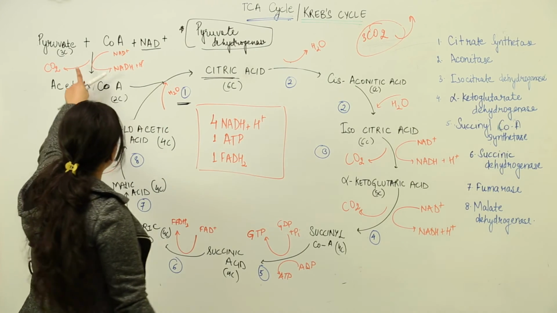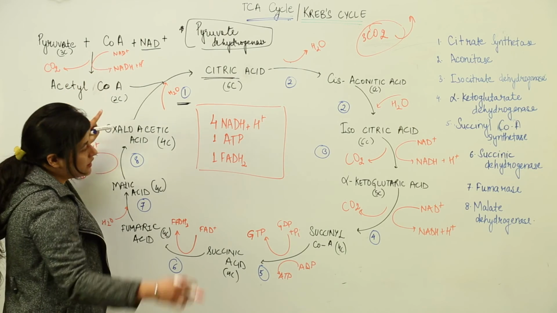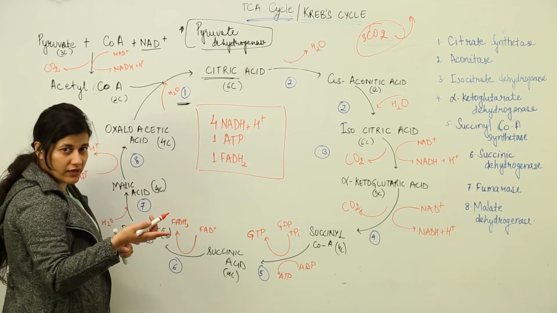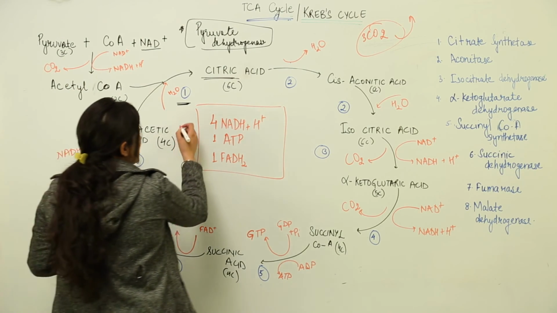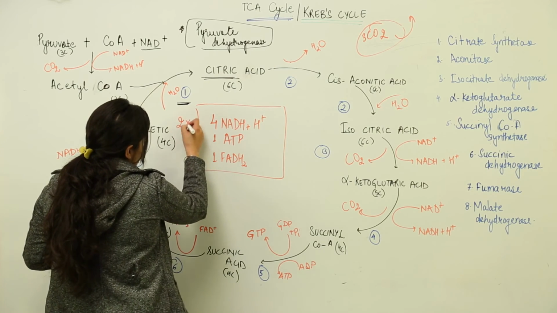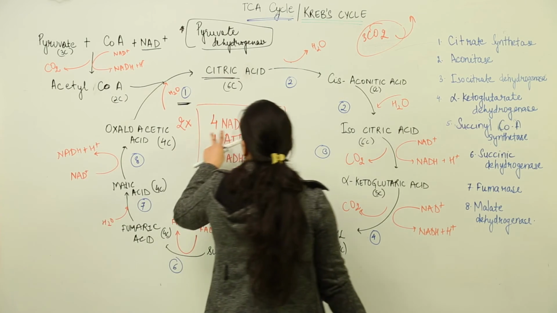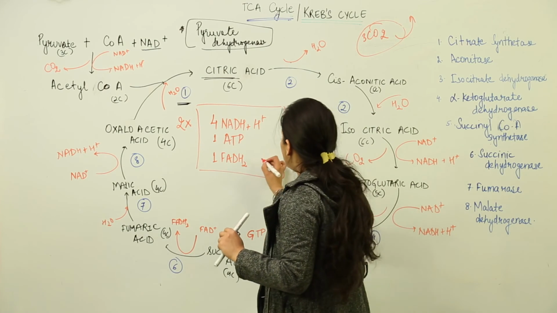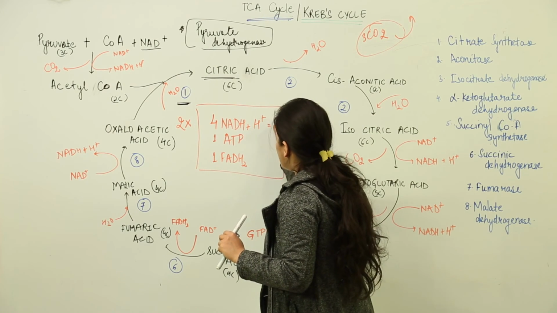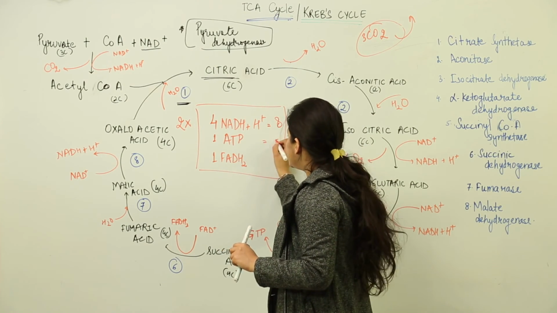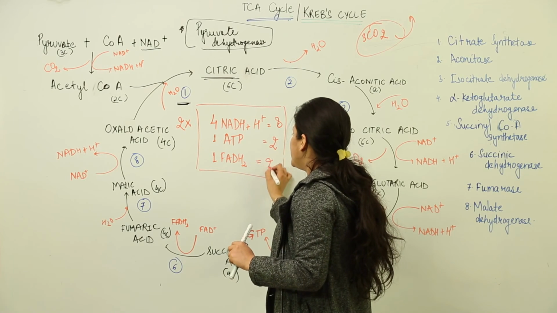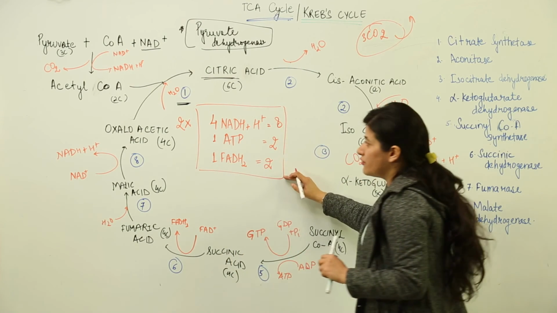Now see, this is 1 pyruvic acid. There is a similar pyruvic acid which was formed out of glycolysis. So we are going to multiply this outcome by 2. So in total, as a result of the Krebs cycle, we are having 8 NADH molecules, 2 ATP molecules and 2 FADH2 molecules. This is the outcome of the Krebs cycle.